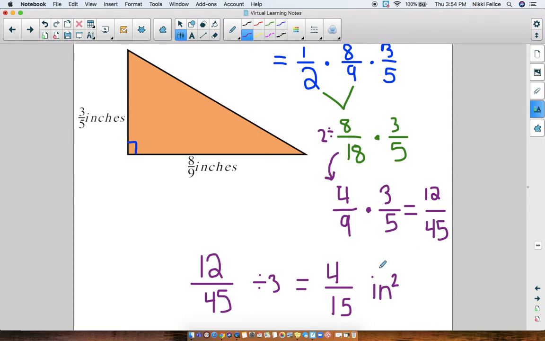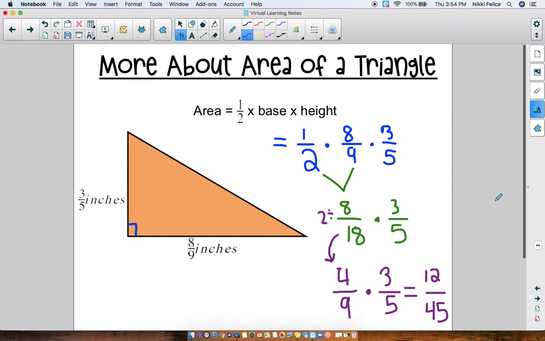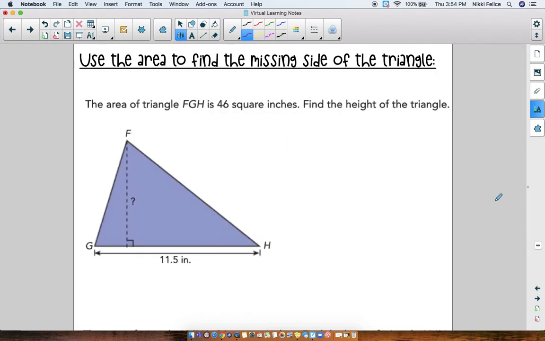So even though there was fractions here, you know how to multiply fractions. Easy peasy. You multiply the tops, then you multiply the bottoms. Here is your answer. Same formula. So now, today we are going to try something different. We are going to use the area to find the missing side of the triangle.